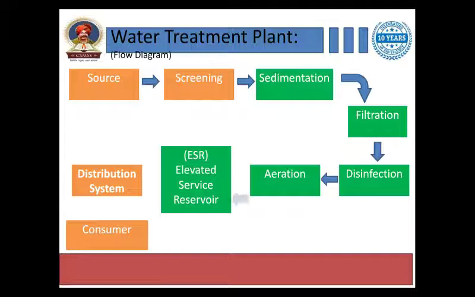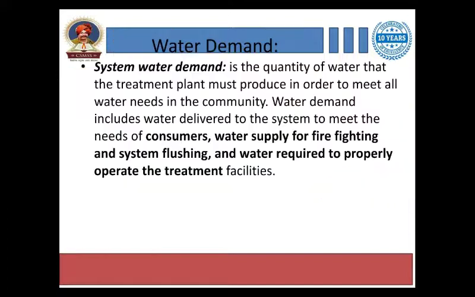Then after the aeration, water will be sent to the elevated service reservoir, which we call पाण्याच्या टाक्या in Marathi, right? Water will be sent to the elevated service reservoir, and this elevated service reservoir will supply this water to the distribution system, right? And after the distribution system, water will be served to the consumers. So this is the whole flow diagram for the water treatment plant.